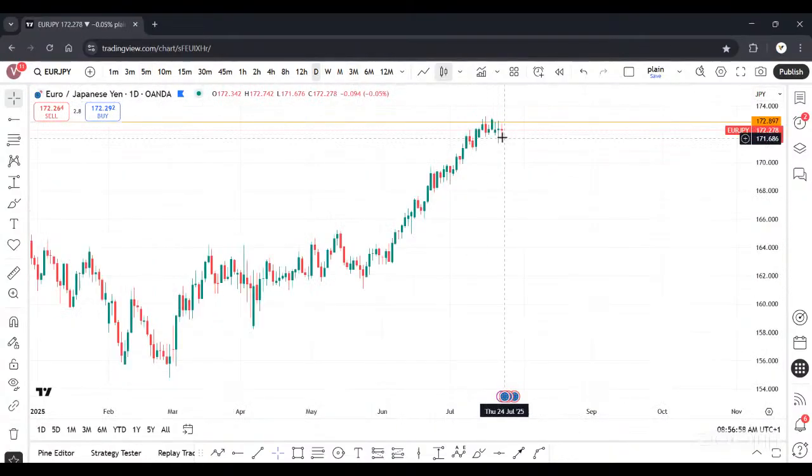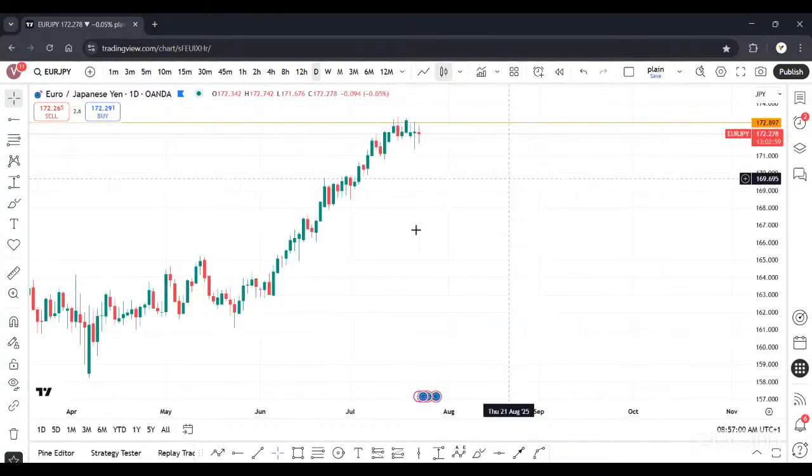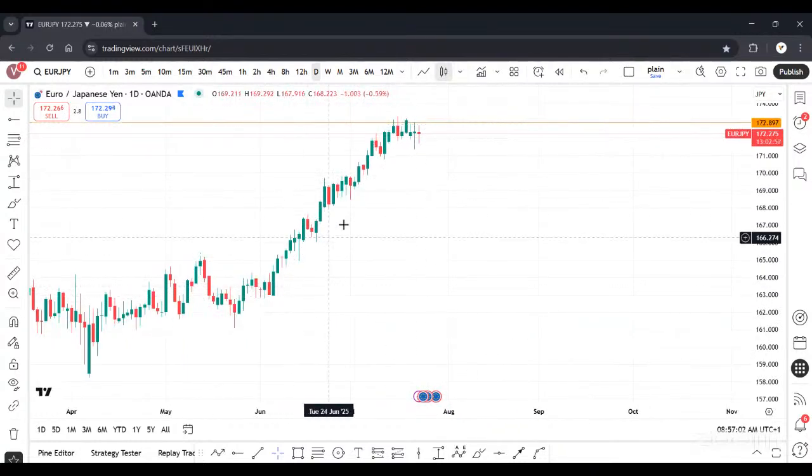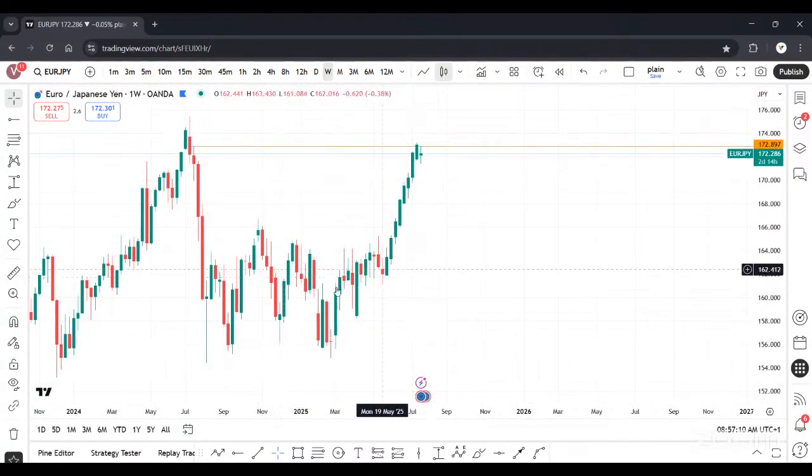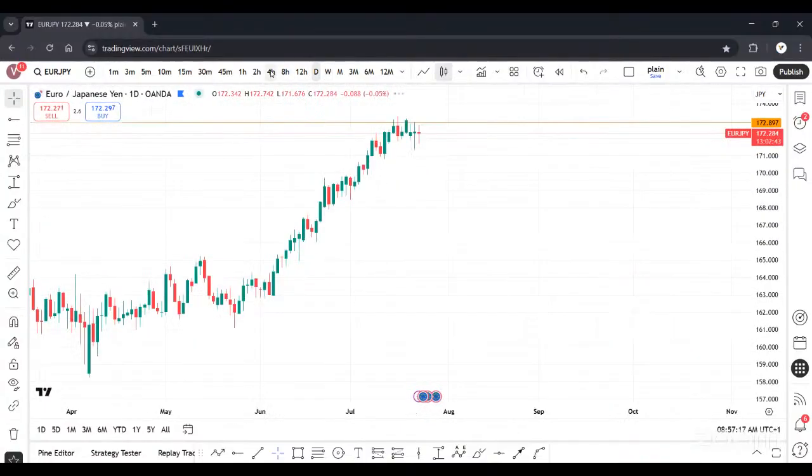For Euro JPY, the story is kind of different because we're seeing Euro JPY bought all the way upward and then created some liquidity without a decent retracement. If you look at it from the weekly time frame, you can see the move all the way to this upside here. So we're expecting some retracement to the downside for Euro JPY.